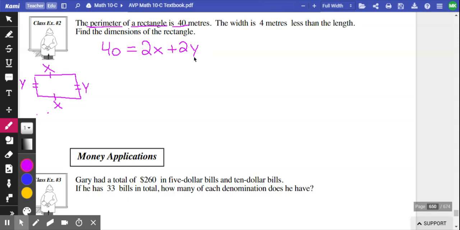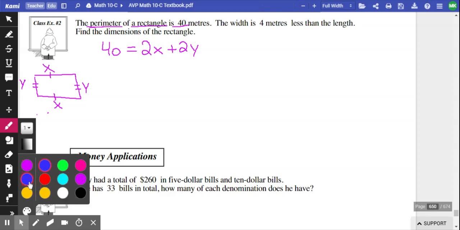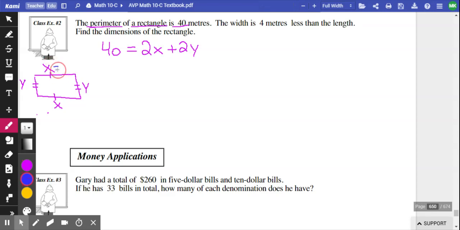Awesome. The second sentence typically gives us our second equation. The second sentence says the width is 4 meters less than the length. Okay, we're going to say that y is my width and x is my length. If you want to write that down somewhere, also smart. I'm going to say this is length, width. Width is 4 meters less than the length.